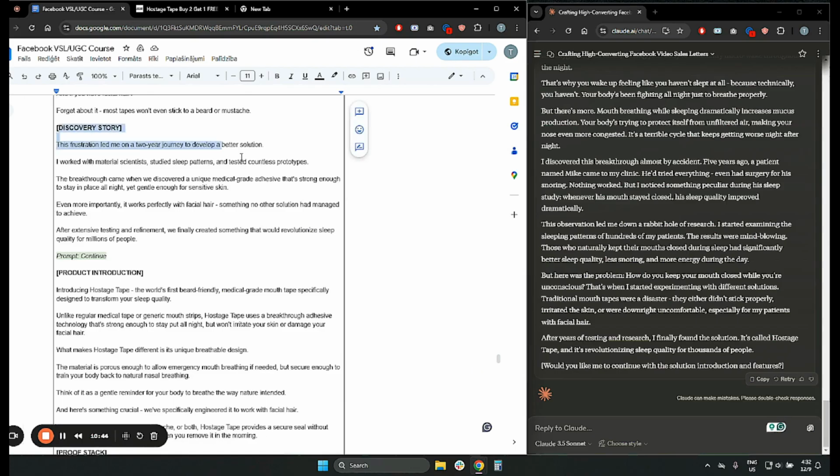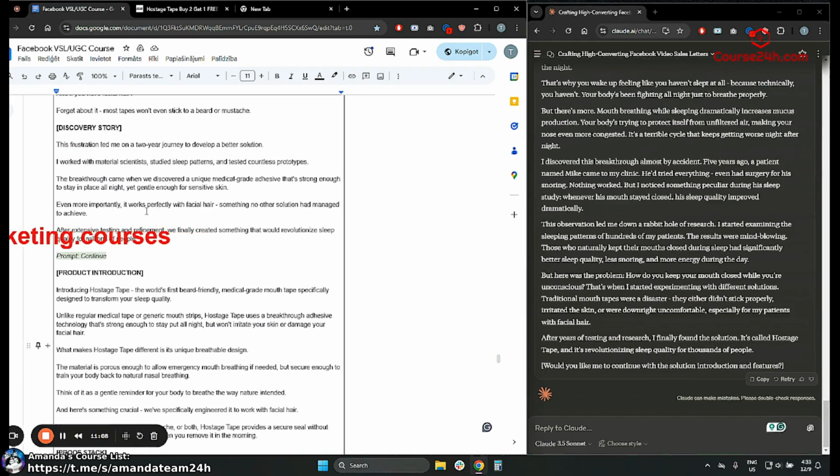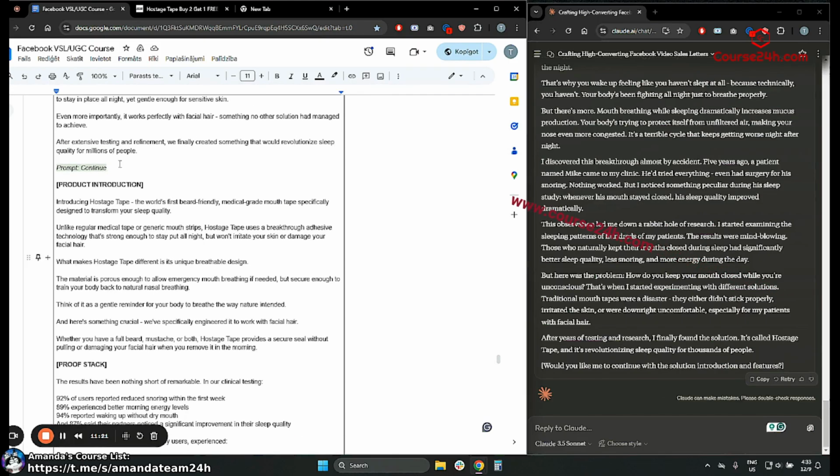Then the discovery story. This frustration led me on a 2-year journey to develop a better solution. I worked with material scientists, studied sleep patterns, and tested countless prototypes. The breakthrough came when we discovered a unique medical-grade adhesive that is strong enough to stay in place all night, yet gentle enough for sensitive skin. Even more importantly, it works perfectly with facial hair, something no other solution had managed to achieve. And after extensive testing and refinement, we finally created something that would revolutionize sleep quality for millions of people.